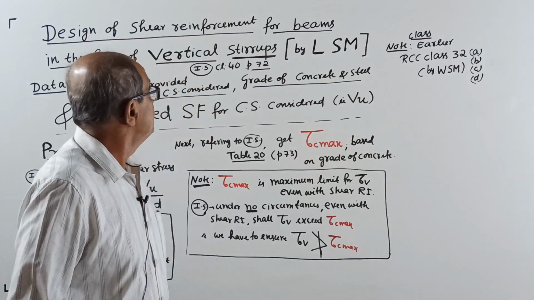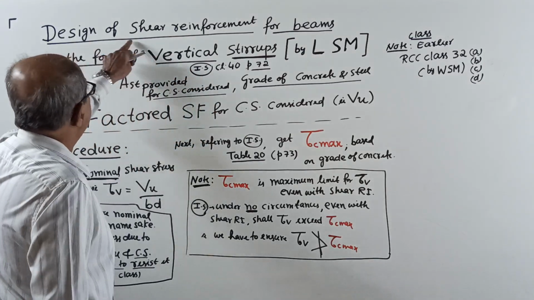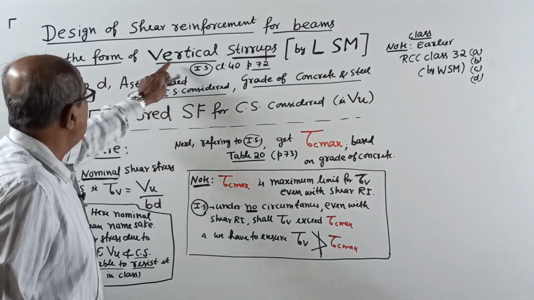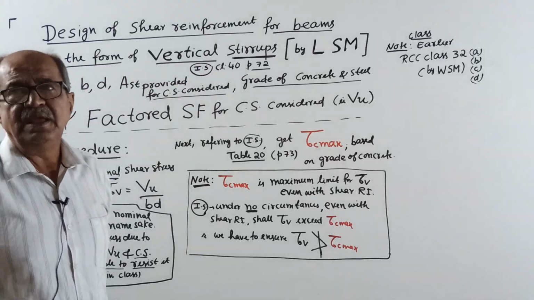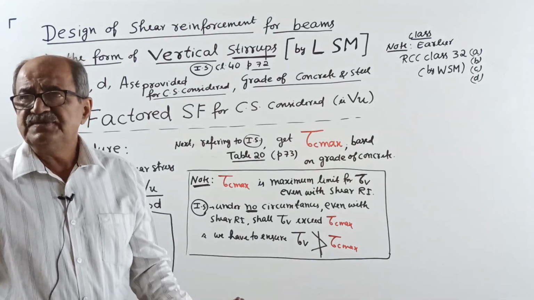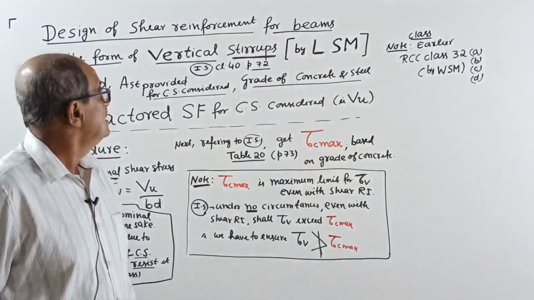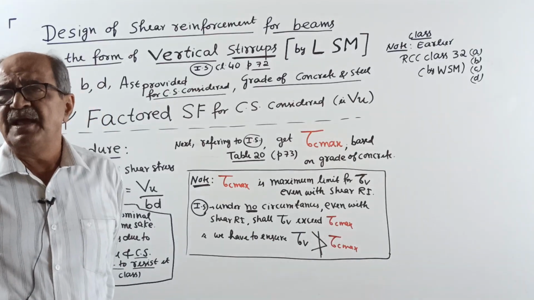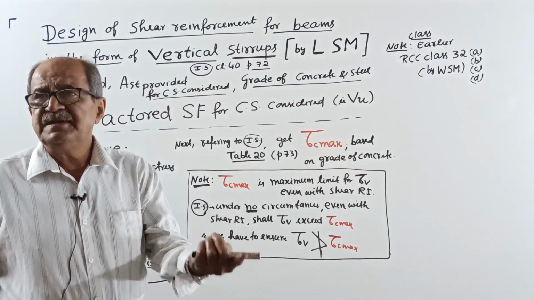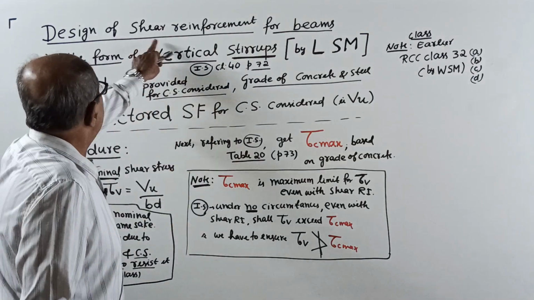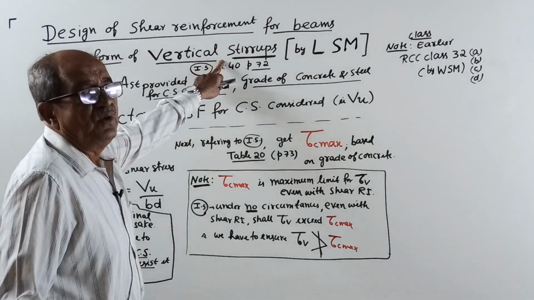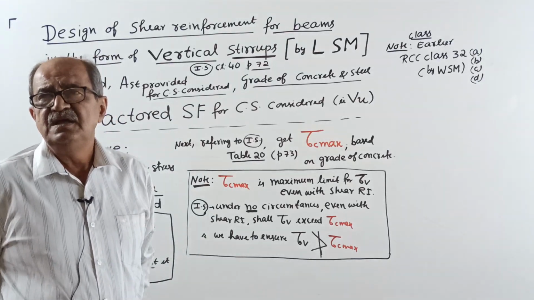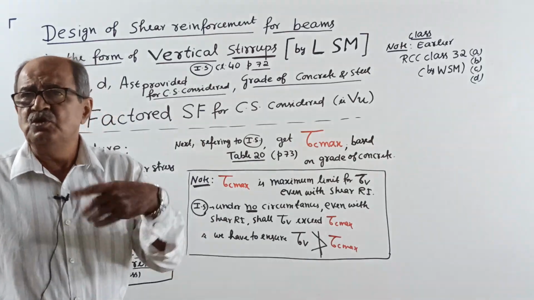Welcome. This is design of shear reinforcement for beams in the form of vertical stirrups by limit state method. This class I will give the procedure. This is part 1. Part 2 will be numerical examples. Then next will be shear reinforcement in the form of vertical stirrups when cranked bars or inclined bars are also present. Then after the procedure, next numericals.